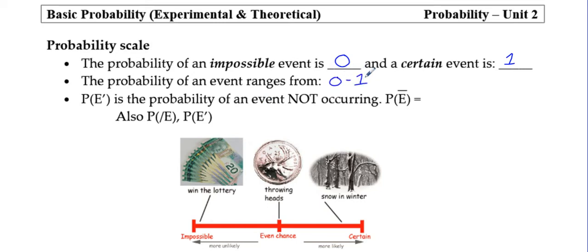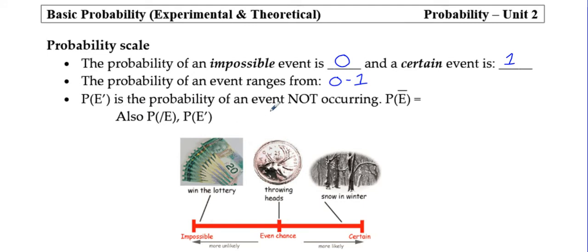Now this may seem obvious, but many times when you get into some harder probability questions, people get answers where the probability is 1.35 or something like that, and people don't pick up on the fact that that has to be wrong because you can't have anything bigger than 1 or less than 0.